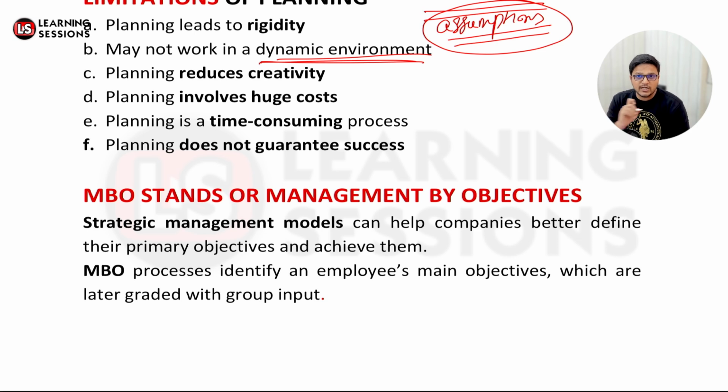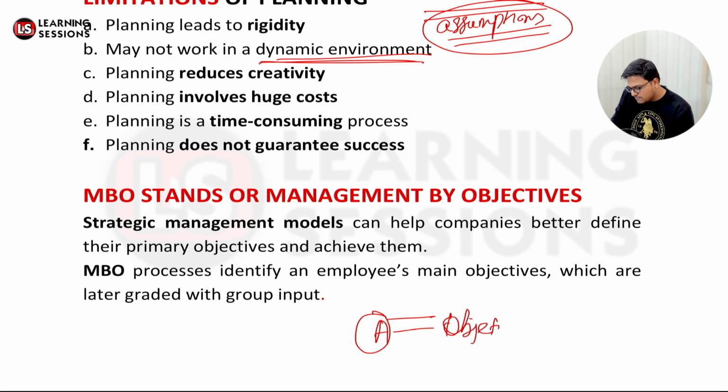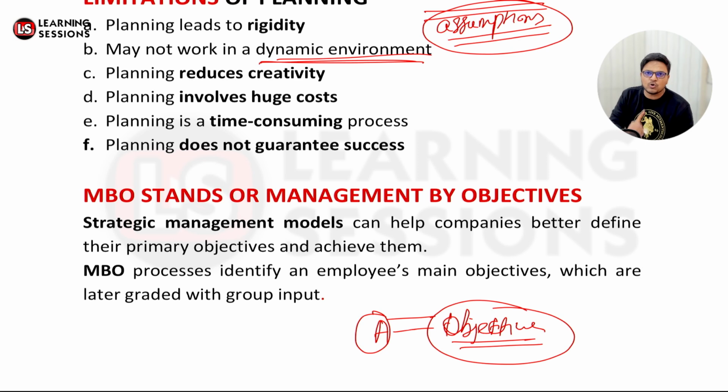And MBO actually looks for the employee's main objective. This is person A whom we hired, and we gave him a task that this particular objective is to be achieved. The person has just one task. He's given one thing that you are to achieve, this is the thing that you need to follow, and we'll be looking for that particular thing only. That is actually MBO.